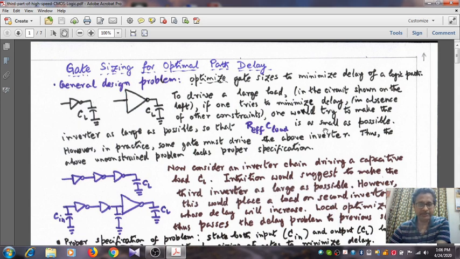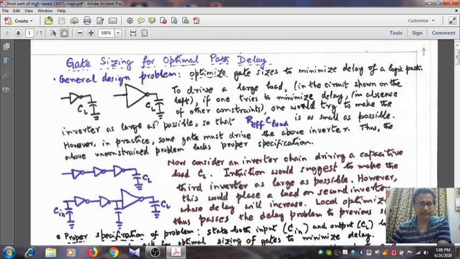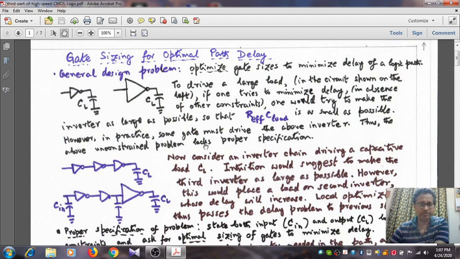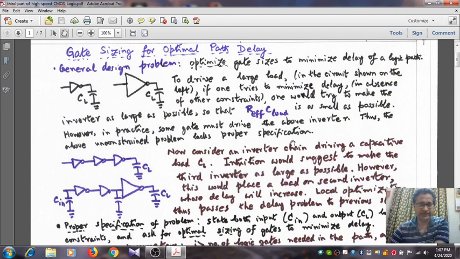So do you think it will solve our problem? No. Why is it so? Because our problem is ill-posed. Because we have forgotten to consider that this inverter is not a standalone element. This inverter will be driven by some other driver also. So only sizing up the inverter will not solve our problem. This is rather an unconstrained problem. It needs proper specification.